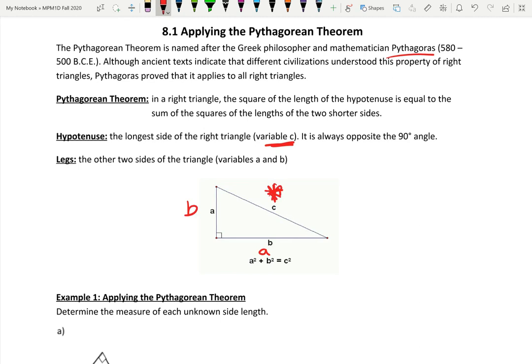The reason why a and b can be interchanged is because if you look at the formula, a and b are being added together. So a squared plus b squared is the same thing as saying b squared plus a squared. Okay? But what doesn't change is the c. c squared, or side c, is always the hypotenuse. And the Pythagorean theorem can only be applied to right triangles.